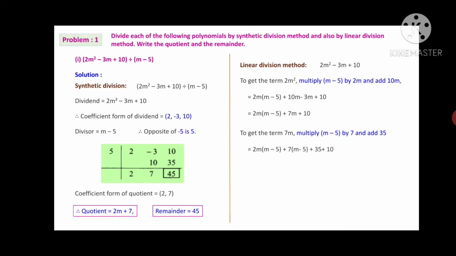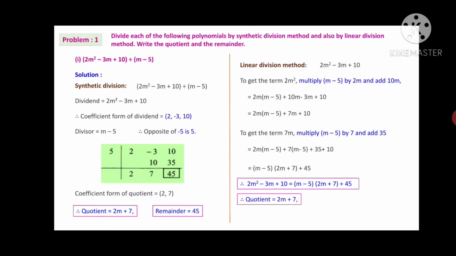So it will be 2m into bracket m minus 5 plus 7 into bracket m minus 5 plus 35 plus 10. Friends, here m minus 5 is common and can be taken out. What is left in the bracket is 2m from the first term and 7 from the second term, and 35 plus 10 gives you 45. It is clear: 2m square minus 3m plus 10 is equal to m minus 5, which is your divisor, times 2m plus 7, which is your quotient, plus 45, which is the remainder. So we can write that the quotient is 2m plus 7 and the remainder is 45. This is the linear division method.